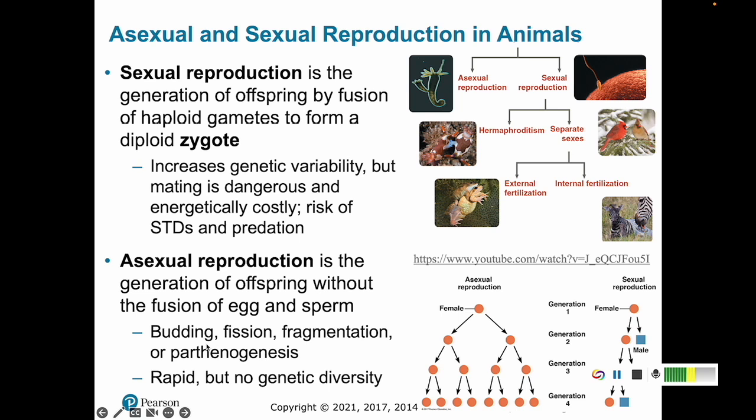Budding is when you have a little piece, like this hydra buds off a little piece. Fission is when you have two organisms of roughly the same size. Fragmentation is when one little piece would break off, like we just saw with the corals. And parthenogenesis is kind of interesting.